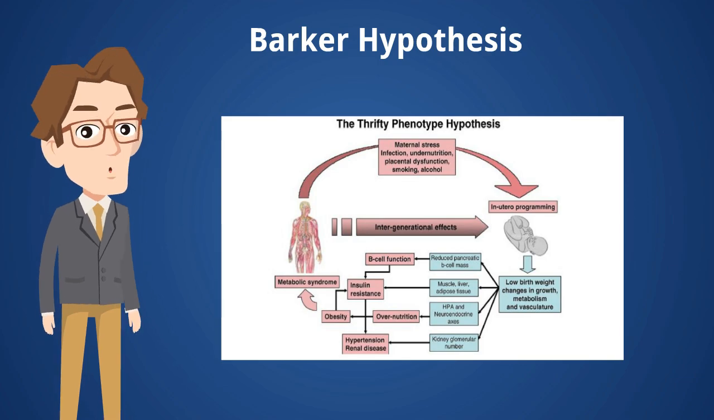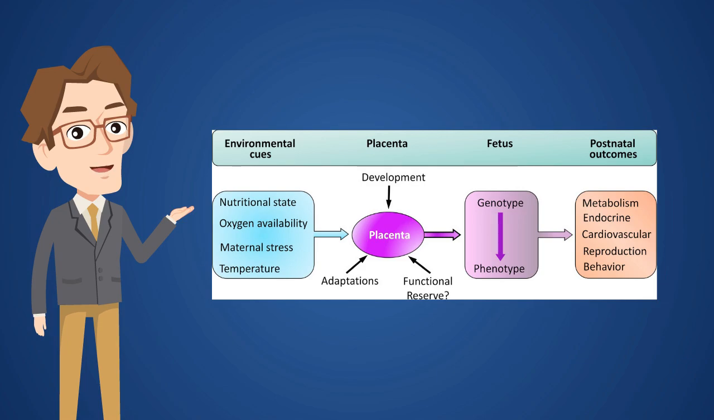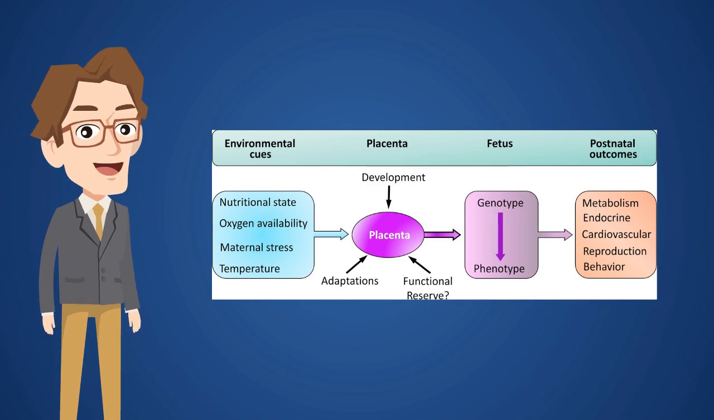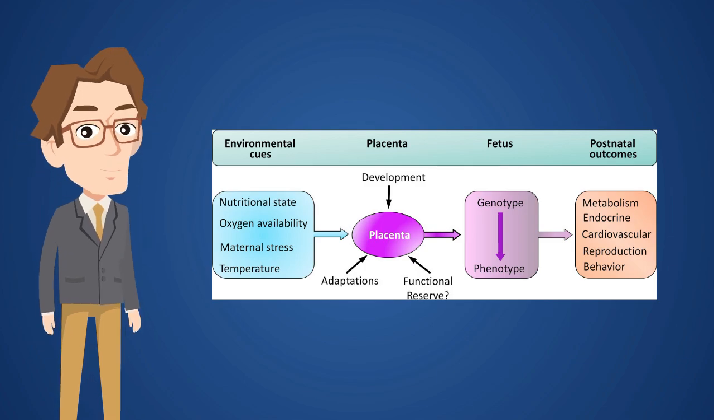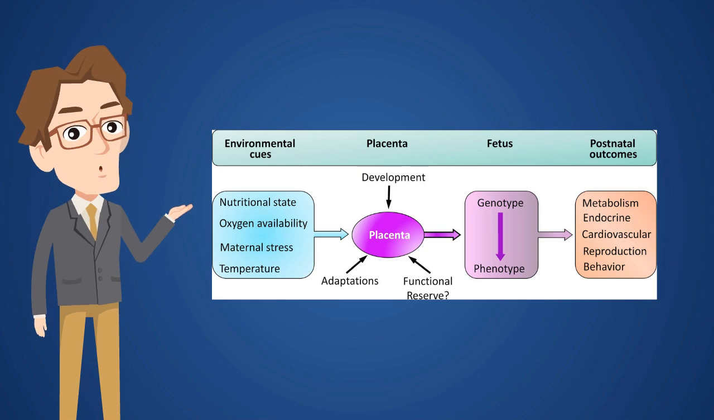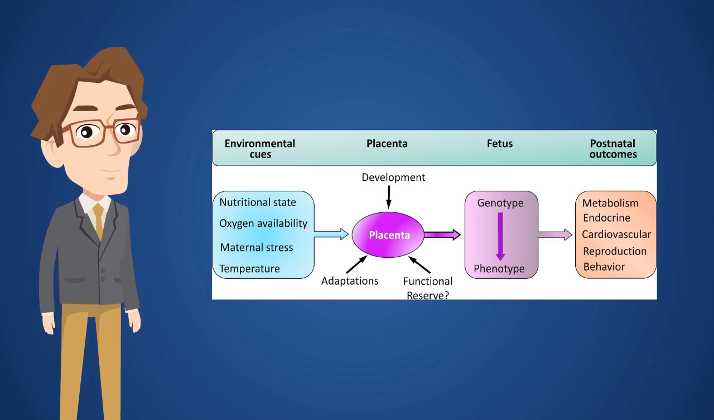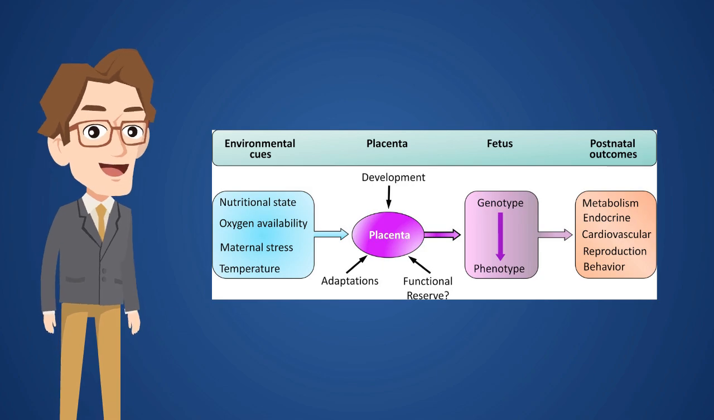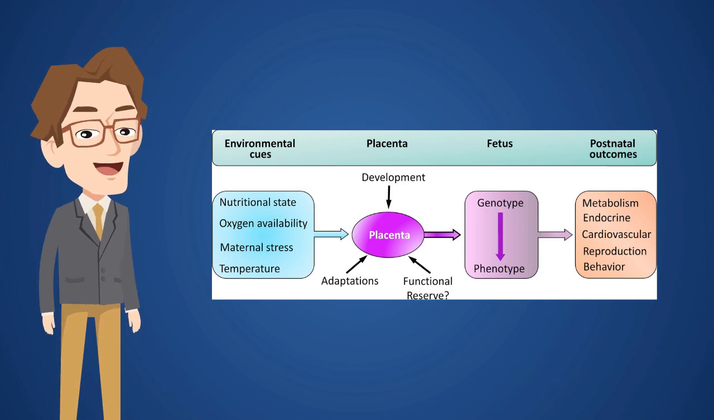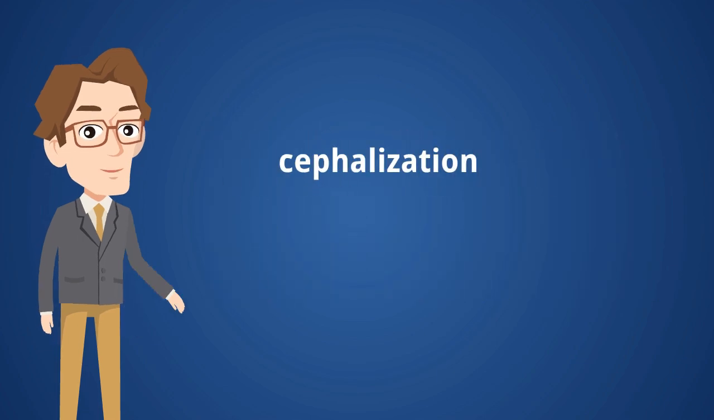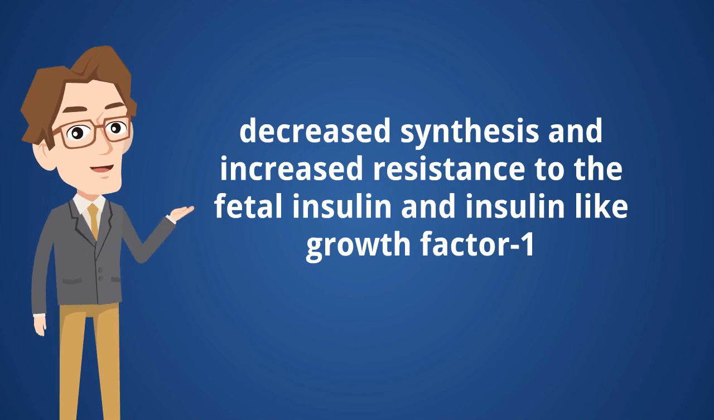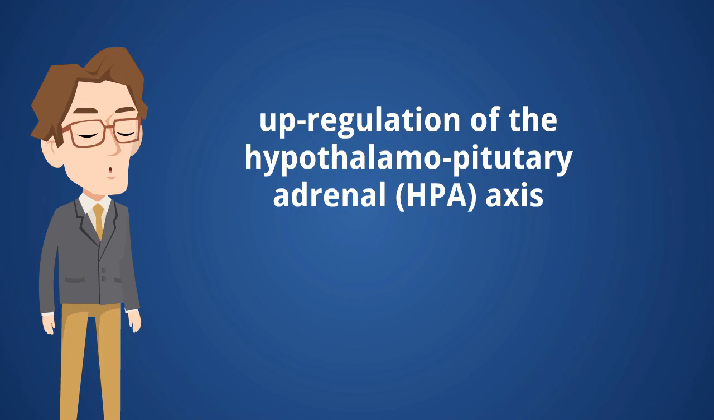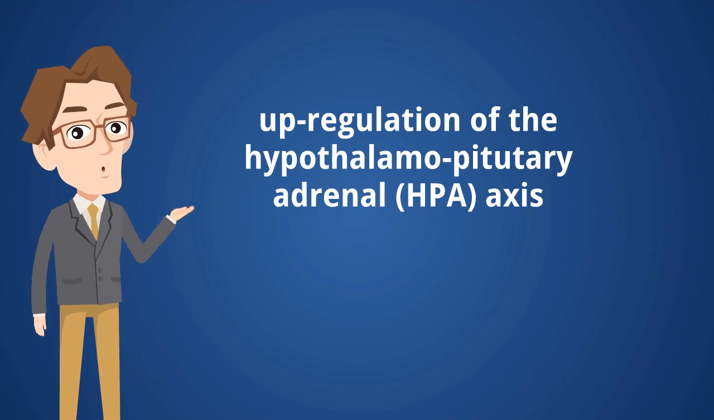Now let's see Barker's hypothesis. Barker's hypothesis states that the fetal life environment has a long-term effect on postnatal life. According to this theory, when the fetus is faced with adverse conditions in utero, the reason being maternal, placental or fetal, then the fetus undergoes various adaptations to survive in these adverse conditions. The various adaptations are cephalization, decreased synthesis and increased resistance to fetal insulin and insulin-like growth factor, and upregulation of the hypothalamo-pituitary adrenal axis.